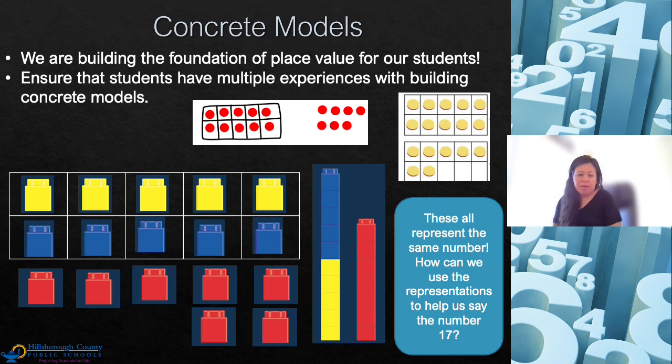So thinking about how they all represent the same number, how can we use these representations to help us say the number 17? I know we think there's just one way to say the number 17, but thinking about those 4 examples that we worked with, we want to make sure we are modeling how to say the number 17 with one group of 10, 7 ones left over, 10 ones and 7 ones, etc. So making sure that we're modeling for our students the different ways to say the number 17 will help when they're representing and sharing their experiences afterwards.